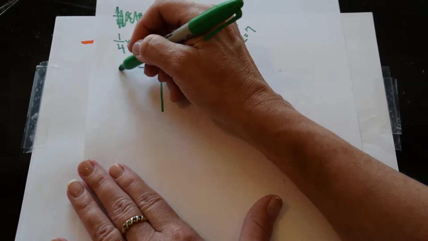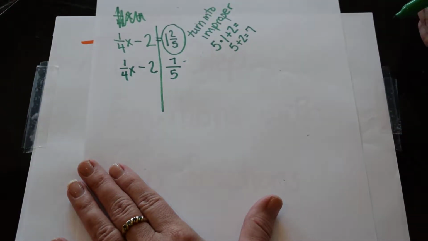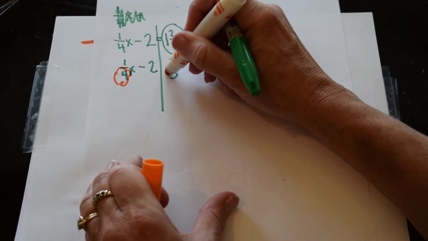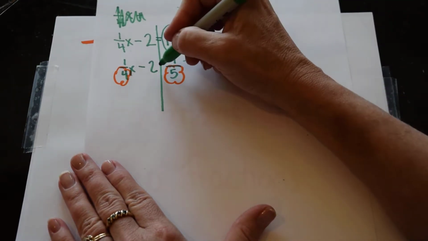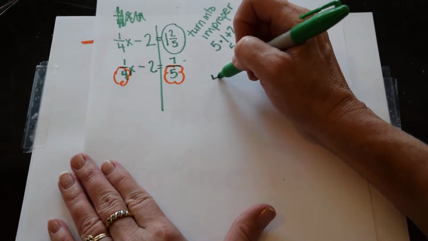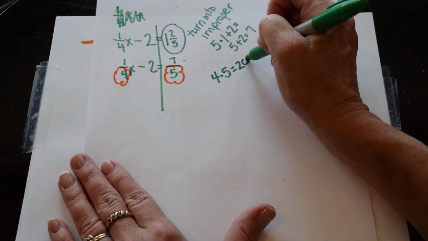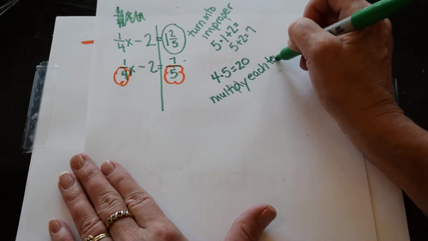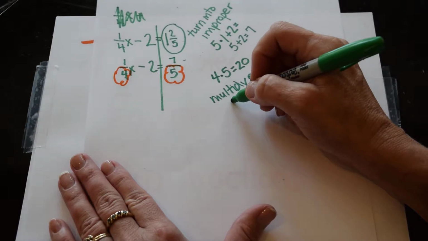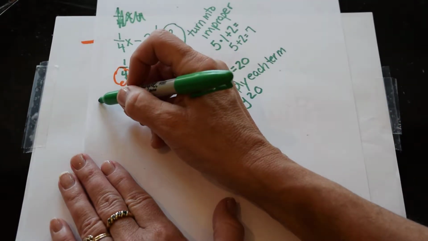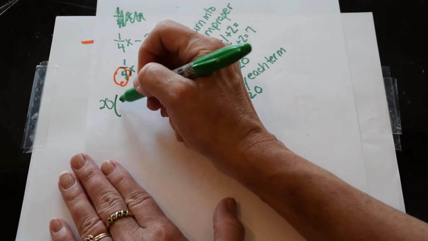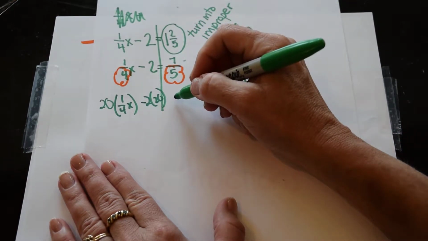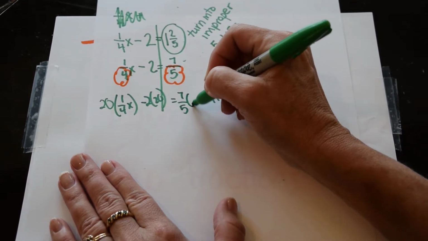Bring the rest of my problem down. Now, got to get rid of these pesky fractions because we don't want to have to worry about common denominators and all that good stuff and adding and subtracting them. So we're going to do 4 times 5 to get 20, and we're going to multiply each term by 20. Remember to do all 3 terms, because if you forget one, the problem will be wrong, and that's where you'll mess up. That's where I see all the boo-boos happen. So 1/4 x minus 2 times 20 is equal to 7/5 times 20.